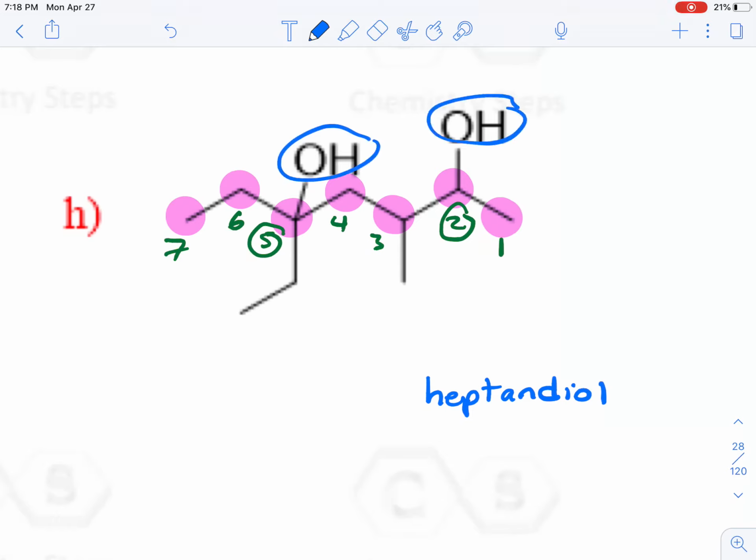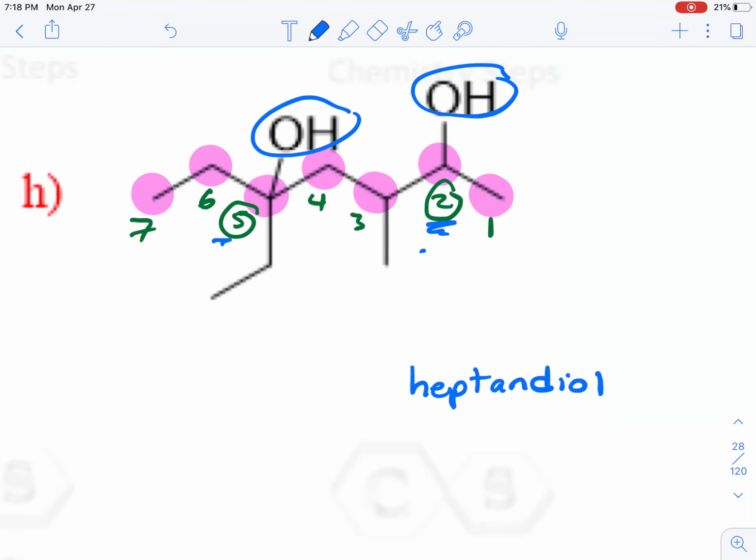And so what you want to do is describe or tell the reader the position of where those alcohols are located. And since I don't have a double bond or a triple bond, that means that those numbers, these locants, 2 and 5, are going to be located in front of heptan. So it's going to be 2,5-heptanediol. Okay, so once again, these two alcohols are located on carbon 2 and on carbon 5.